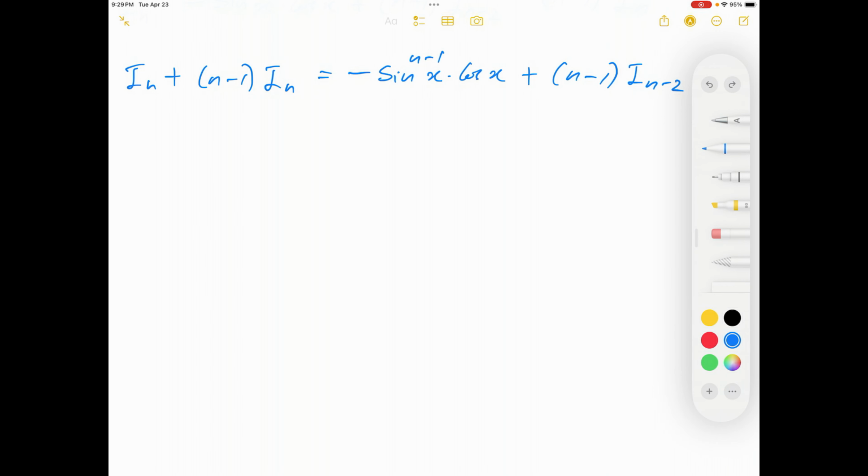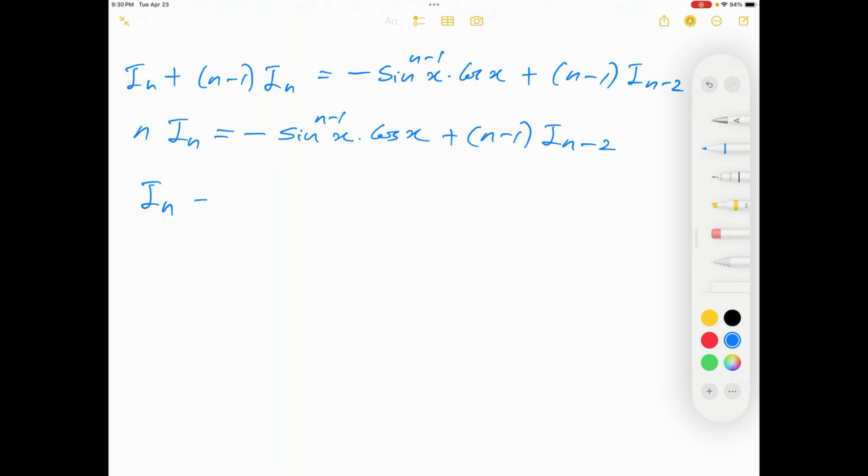Those two will be cancelled. Therefore I'm only left with n times I_n. N times I_n is now equal to negative sine to the n minus first power x times cosine x plus n minus 1 times I_(n-2). Now to isolate I sub n, I need to divide both sides by n.